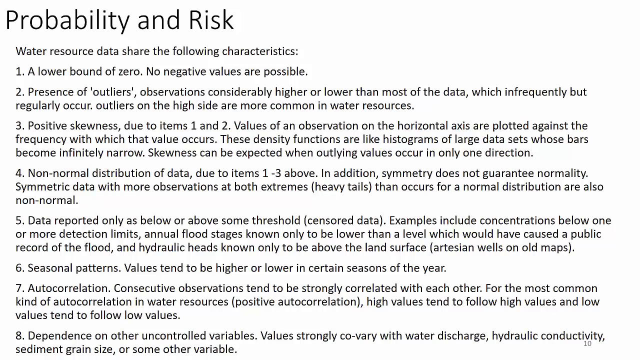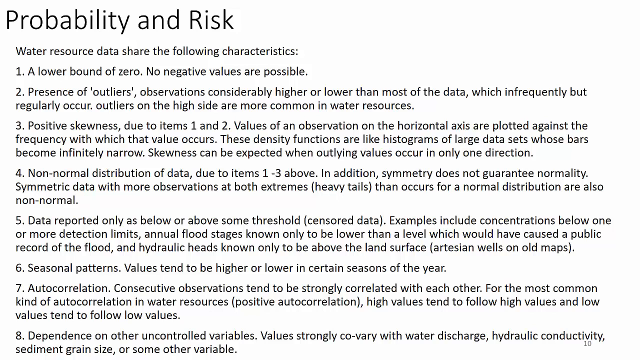Skewness can be expected when outlying values occur in only one direction, and they almost always occur in the extreme high-end right side direction. Non-normal distribution of data due to those three issues. In addition, symmetry does not guarantee normality. Symmetrical data with more observations at both extremes than occurs for a normal distribution are also non-normal, that is, heavy tails. That can be a bimodal distribution. Be wary of that because averages mean little when all your data occur on the extreme left and extreme right.